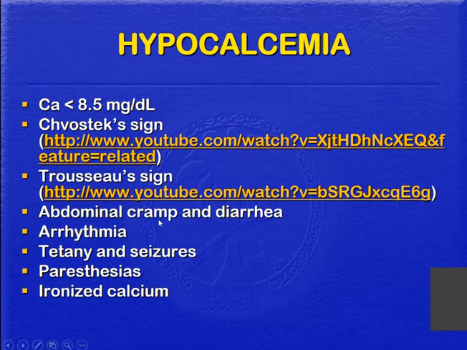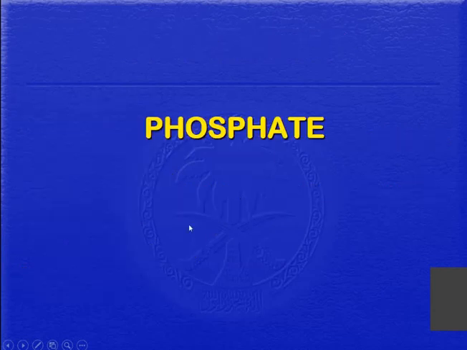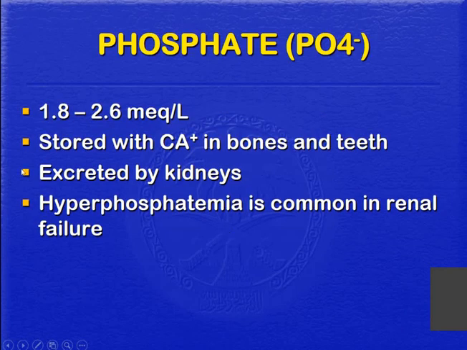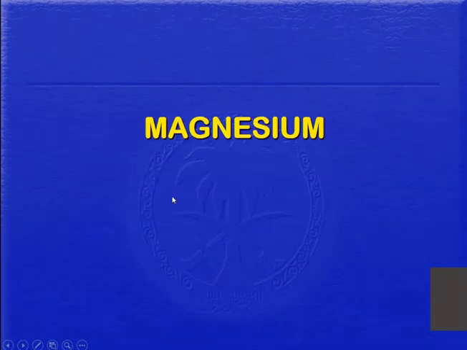Abdominal cramps, diarrhea, and arrhythmia can occur. Seizure is common in patients with hypocalcemia, as is paresthesia, and ionized calcium is very important to measure in children. Phosphate is very important, especially in patients with renal disease. If you have hyperphosphatemia, you need to check the kidney, because phosphate is excreted by the kidney and stored in the bone. So any patient coming with hyperphosphatemia, check his kidney.